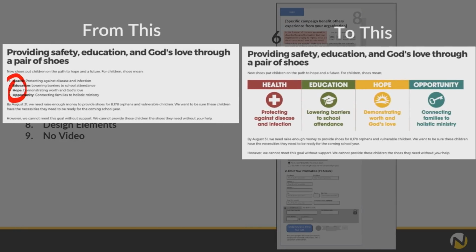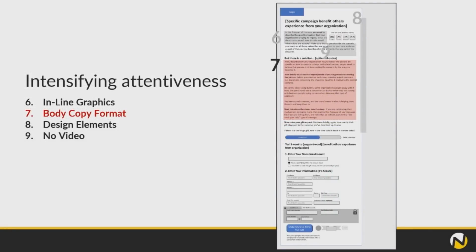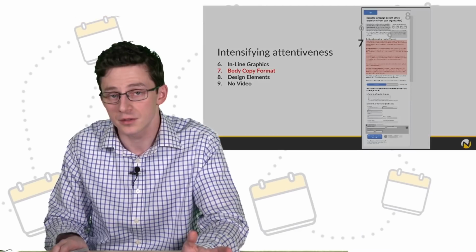Instead of bullets, Kevin, who ran this test, decided to make a little, it's almost kind of infographic-ish, not quite ad, it doesn't look quite like an ad, but it definitely is a lot faster to process than the text. The result here was a significant increase in donations. Another one, body copy format. This is one of my favorites, okay?